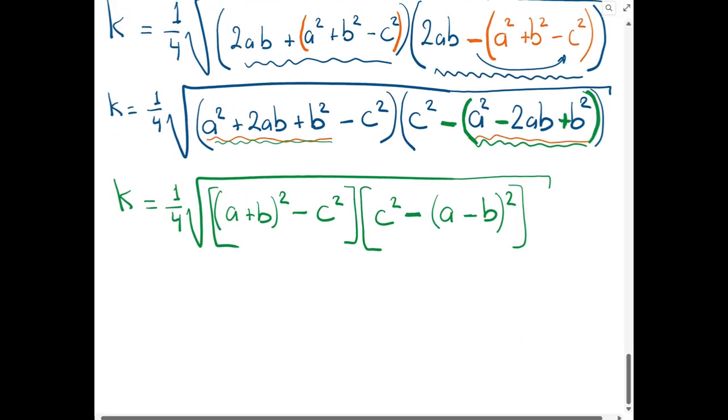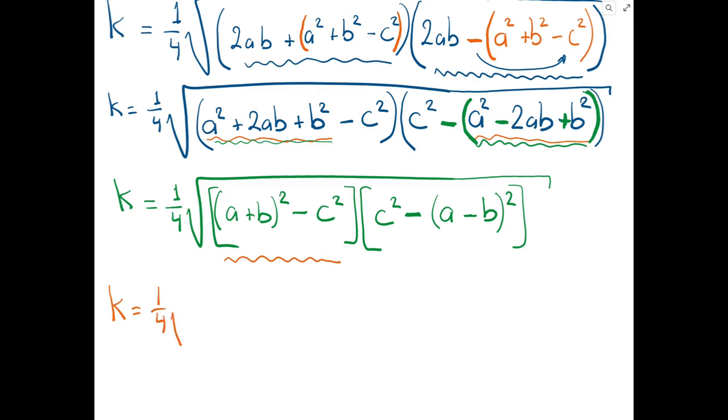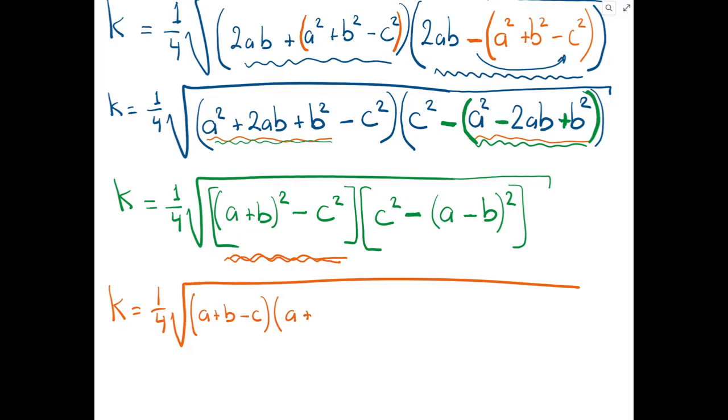All right, now we're back to conjugates, if you notice that, right? We have something squared minus something squared. That's a conjugate. I mean, the difference of perfect squares, that's going to become conjugates. So we're going to have k equals 1/4. So those two are a difference of perfect squares. So the conjugates are going to give me a plus b minus c times a plus b plus c, right? So a plus b minus c times a plus b plus c. Okay, that's one of them.